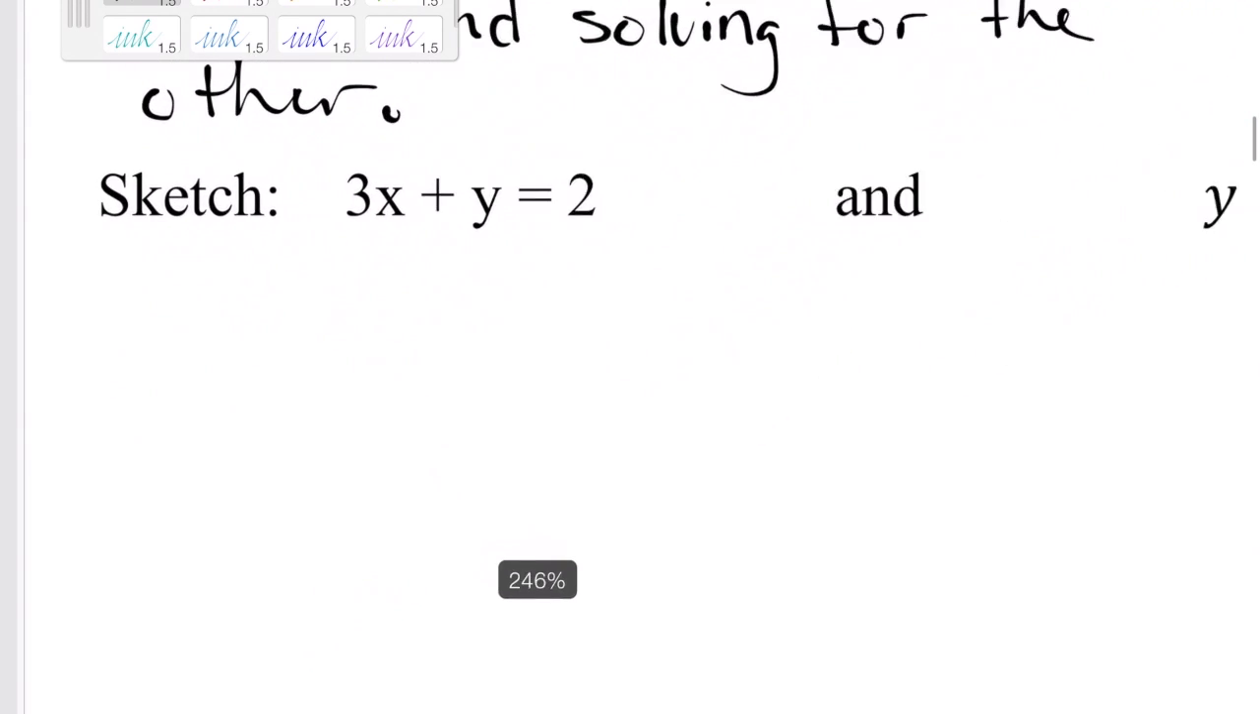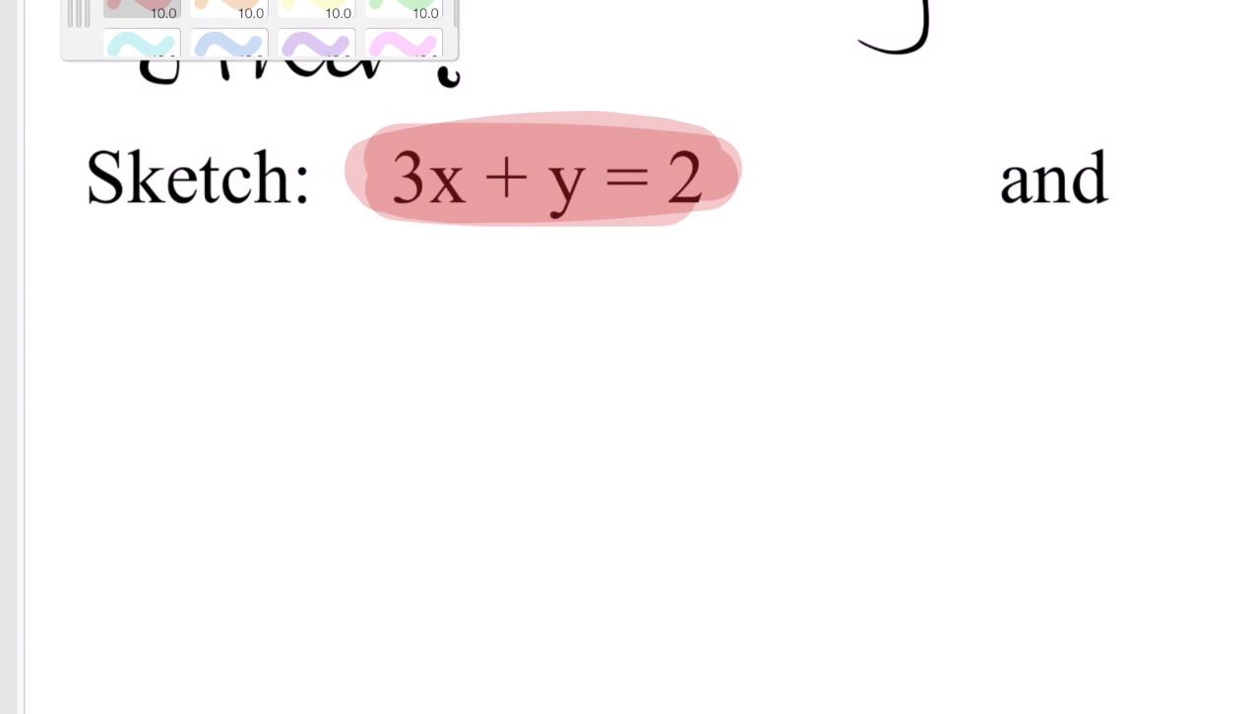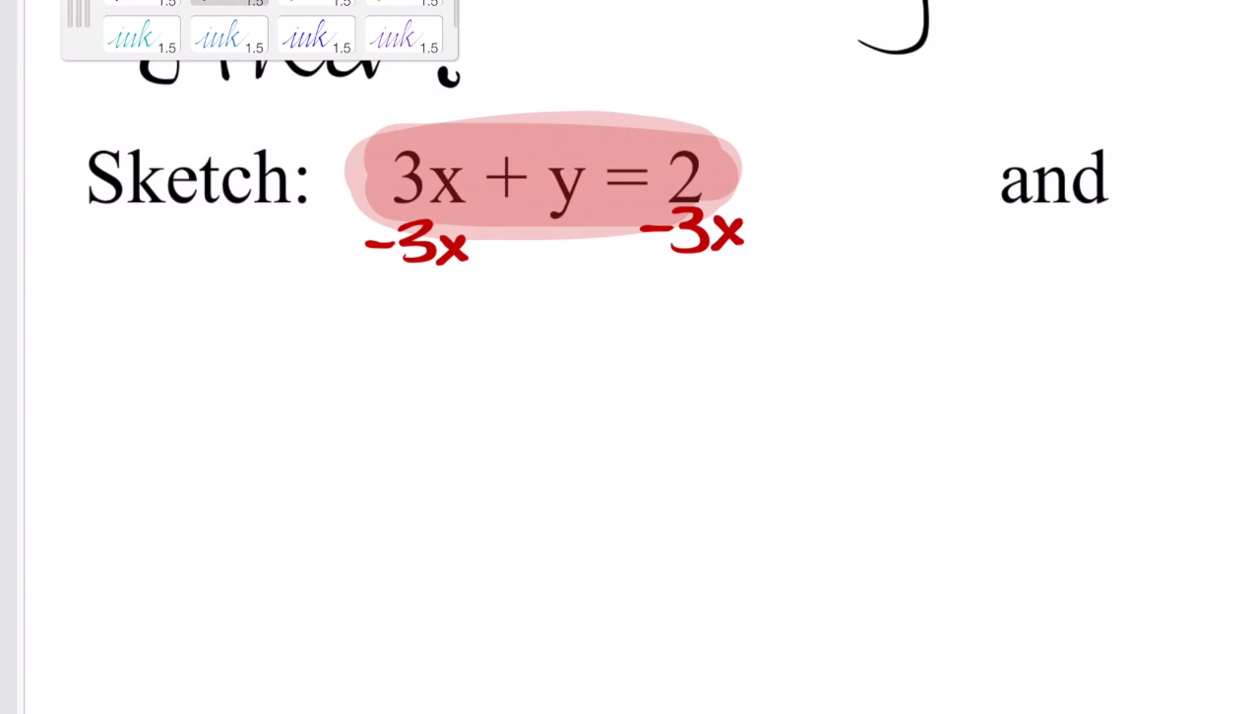So the first thing I want to sketch, and we're going to sketch both of these on the same graph. I have my x plus y, and you can solve first if you want. Sometimes it saves a little bit of time. So I'm going to subtract my 3x. My y is kind of already by itself. It doesn't have anything multiplying with it, so I think it's a little bit easier to solve for. So when I subtract my 3x, I end up with y is equal to minus 3x plus 2. You could have 2 minus 3x. Those are the exact same thing.